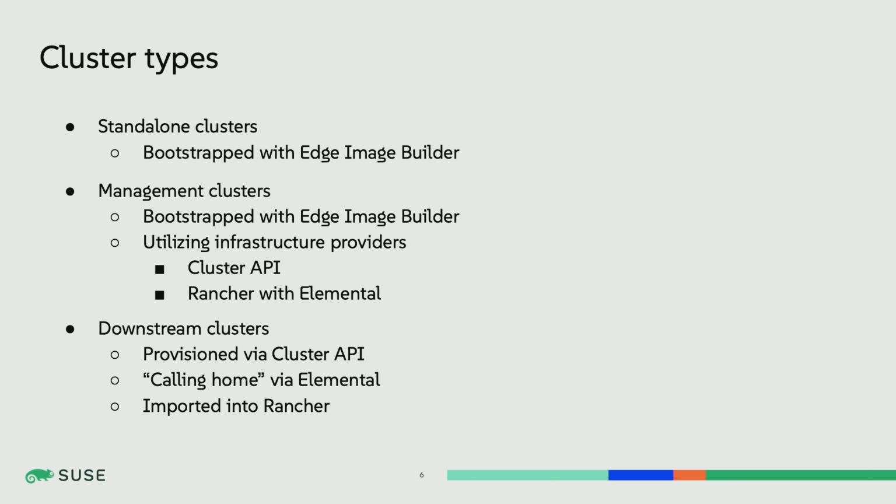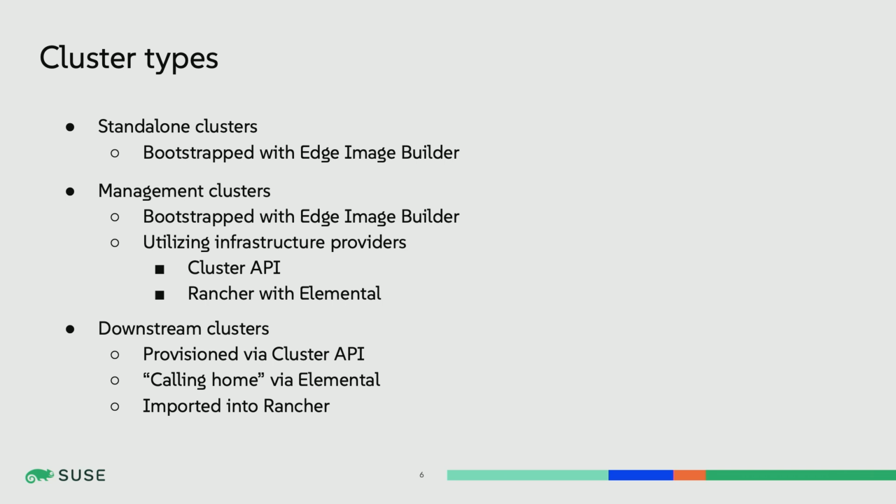Downstream clusters can be provisioned in 3 different ways. We have the ones that are based on the first deployment paradigm. Those are largely provisioned and managed via cluster API. And in the Edge solution, we use a combination between cluster API and Metal Cubed.